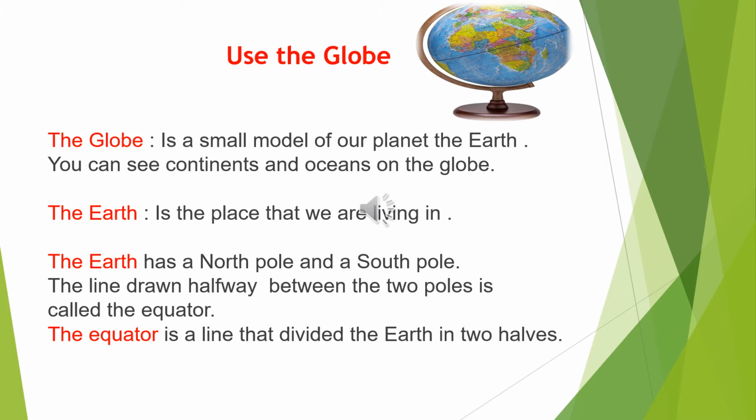So what is the meaning of the equator? The equator is a line that divides the Earth into halves.